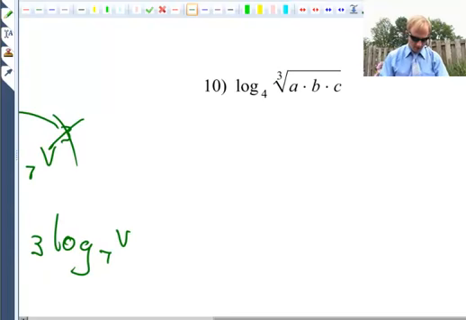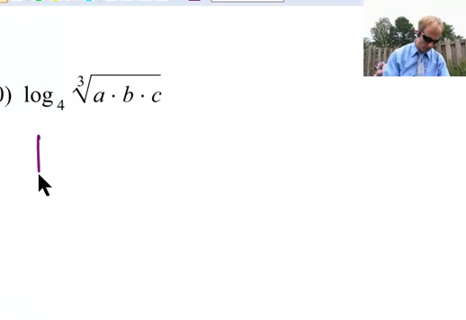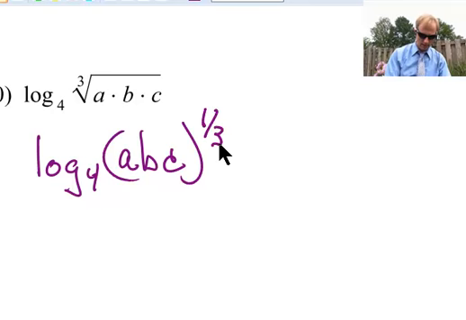And finally, I have something that involves a cube root. Well, whenever I see a radical in one of these problems, I know I want to rewrite that in exponential form before I do anything else. So I know that the cube root is to the 1/3 power. So I'm going to rewrite that as log ABC base 4, all to the 1/3 power. Alright, now I'm ready to start expanding.